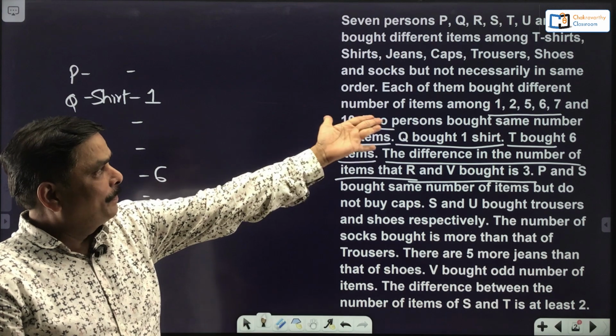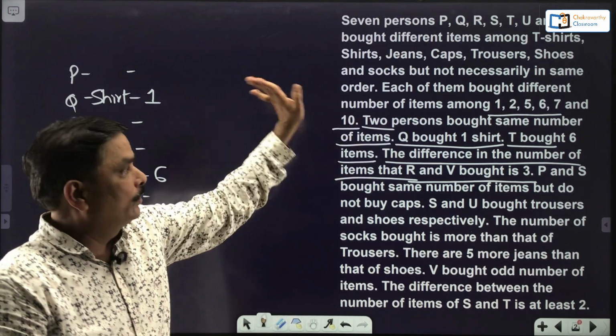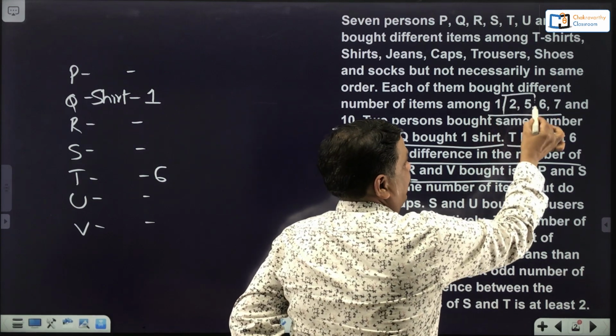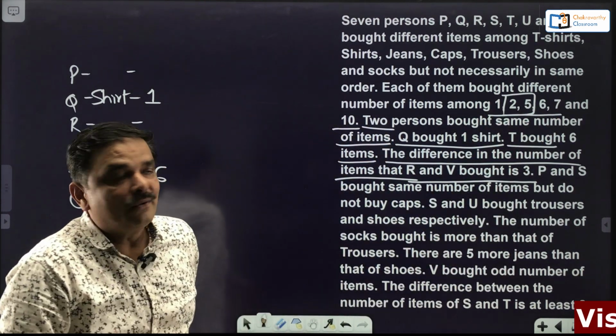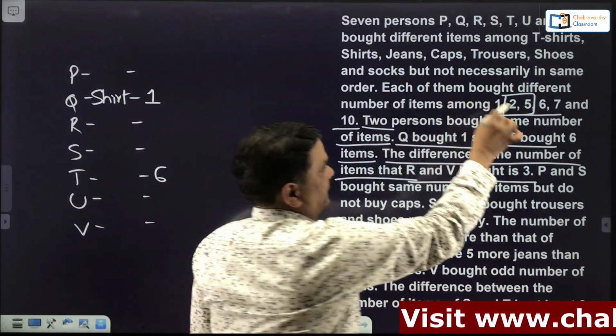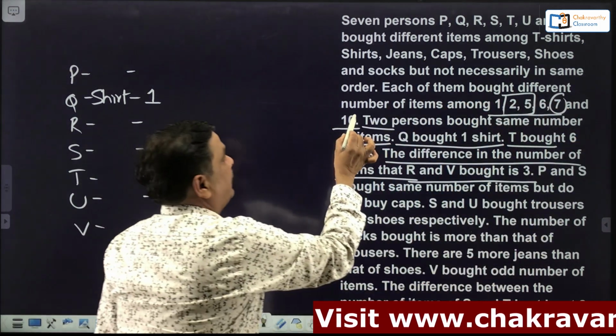1 is there. 1 plus 3, 4 is not there. So 1 is not suitable. Then 2. 2 plus 3, 5. Yes. 2 plus 3, 1 set. This one. 2 plus 3, 5. Next 6 plus 3, 9 is not there. 7 plus 3, 10. Yes. 7 and 10.